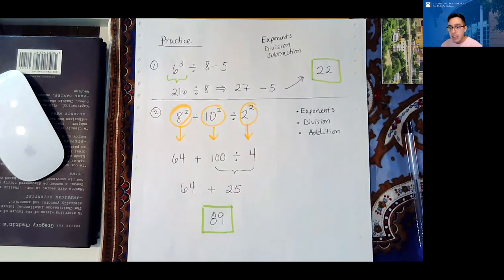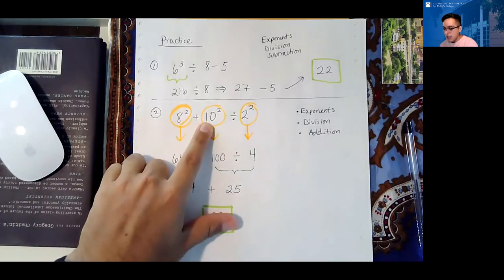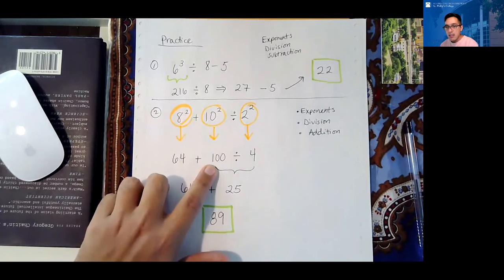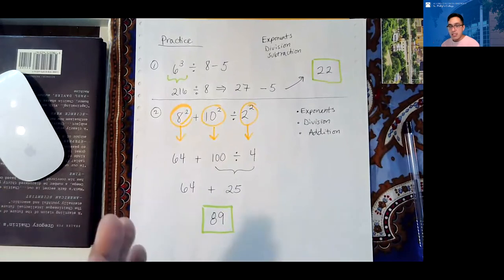If you got 41, it is because you were on autopilot and not thinking about GEMDAS, or the order of operations, and you just did the exponents and then you ran from left to right. You did the addition first. So in that case, you did 64 plus 100, which is 164, divided by 4, which gave you the 41. But you're not supposed to do addition first. You're supposed to do the division first. Does that make sense? Got it.